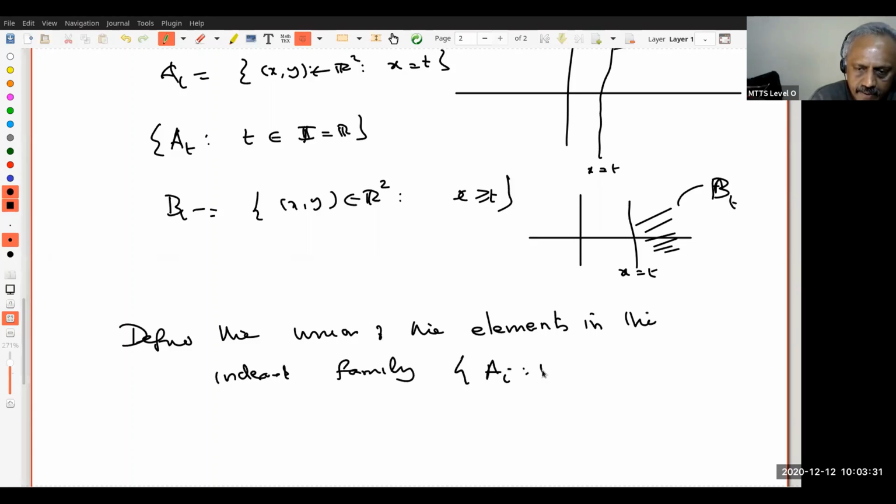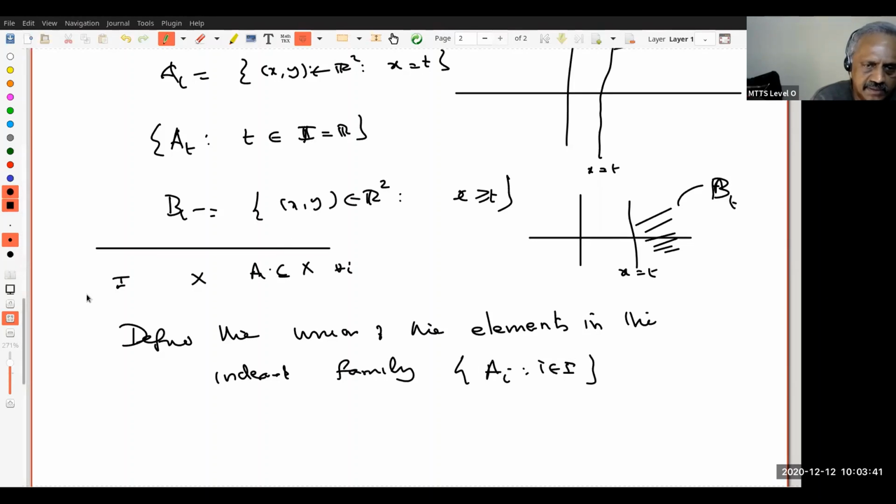So we are in the general case now. I is an indexing set, X is a set, and the A_i are subsets of X for each i. This is a very general case I am looking at.